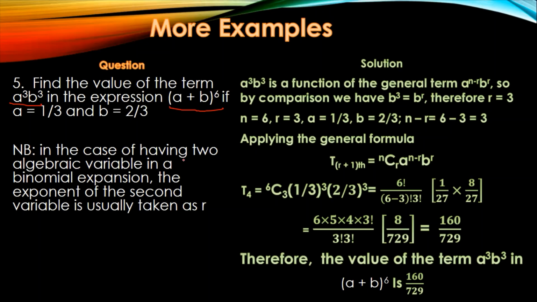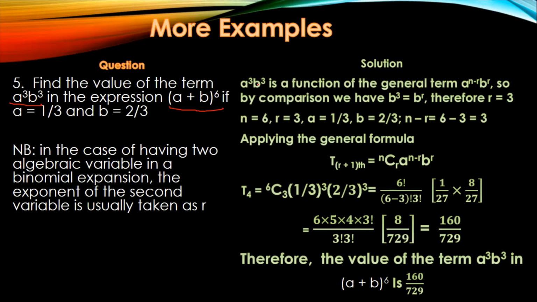It says in this case of having two algebraic variables in the binomial expansion, the exponent of the second variable is usually taken as r. So ordinarily, seeing this, you just know that my r is equal to the exponent of b, which is 3. Is that okay? Now why is that?